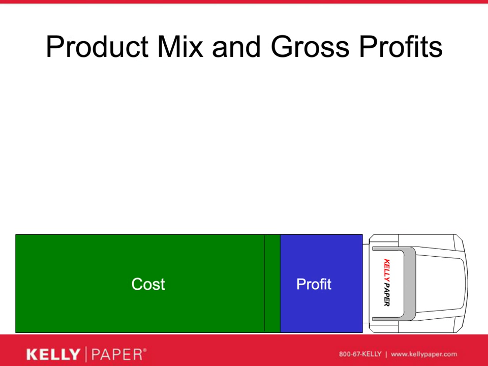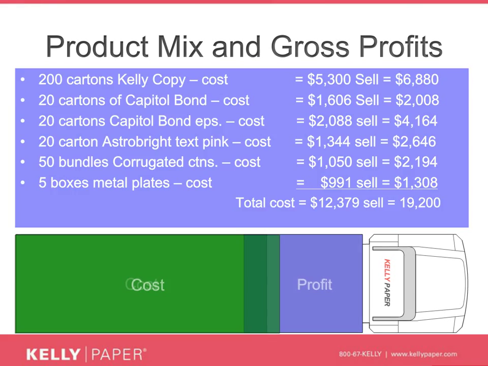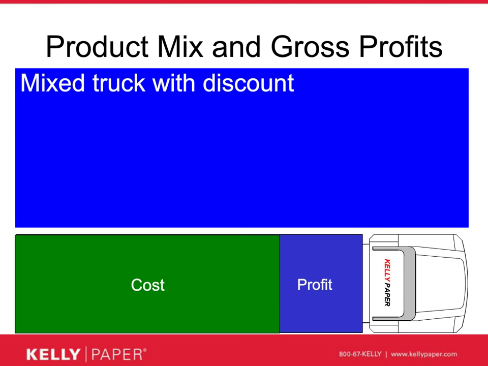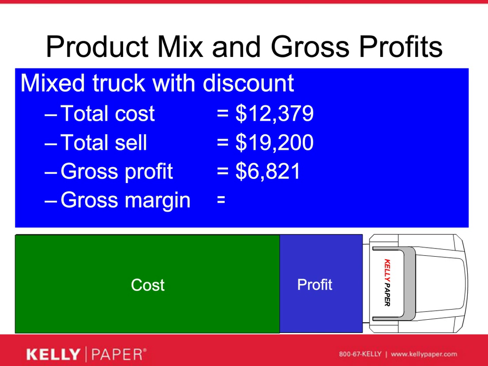Now let's take a look at an order with a better product mix. As you can see, we have a variety of products listed in this example. Taking a closer look at this mixed truck with a discount applied, our total cost is $12,379, with a discounted sell price of $19,200. This gives us gross profit of $6,821, with a gross margin of 36%.